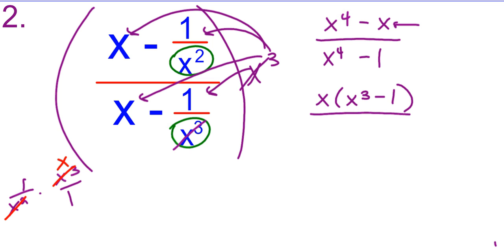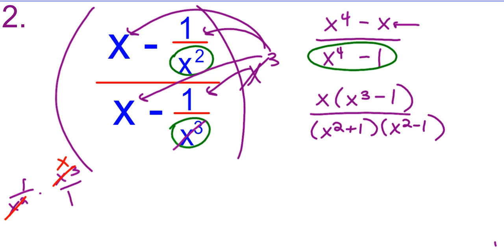In the denominator, I don't see that I can take out a GCF, but I do think that this right here looks like a difference of 2 squares. So I can write that as x squared plus 1, x squared minus 1. Now I look and say, okay, is there anything else I can do to factor the numerator and denominator? Obviously, I'm not going to do anything with that first x in the numerator, but x cubed minus 1 is a difference of cubes. I know it's everybody's favorite problem.